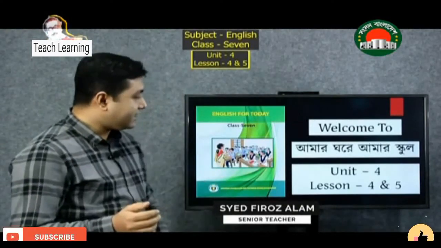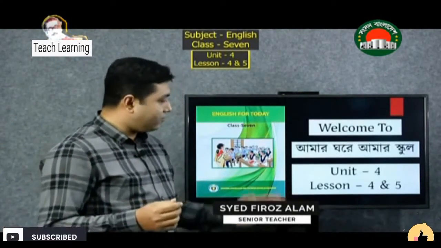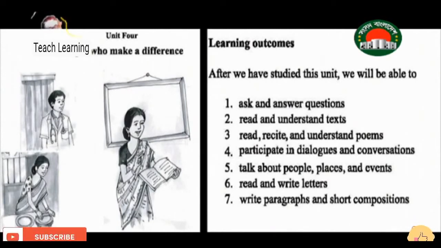Today I am going to discuss a lesson from the English for Today book. It is Unit 4, Lessons 4 and 5. Let us start our lessons today. It is our unit and the learning outcomes of this unit you can see here. Now let us learn the learning outcomes of today's lesson.